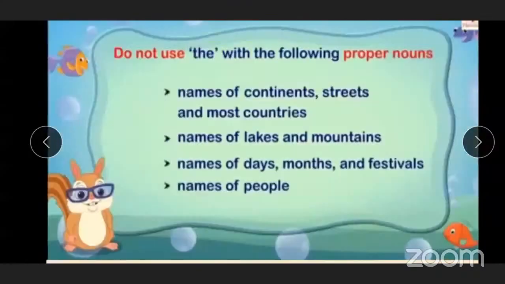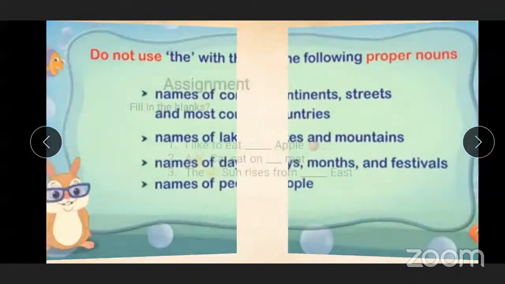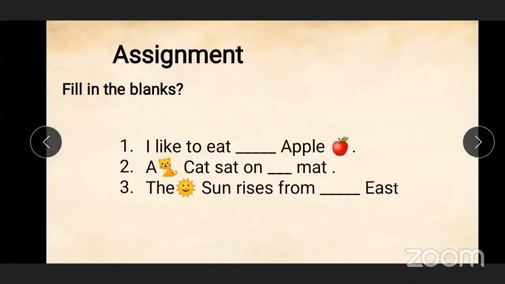Now, do not use "the". Before, we saw where we have to use "the". Now we are going to see where not to use "the" with the following proper nouns. Names of continents, regions, and most countries, we should not use "the". Names of lakes and mountains. Names of days, months, and festivals. Names of people.